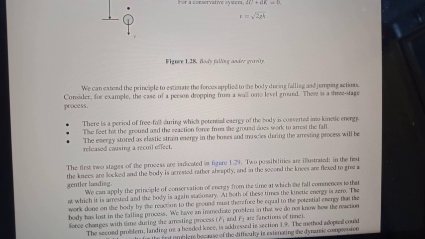We can extend the principle to estimate the force applied to the body during falling and jumping actions. Consider, for example, the case of a person dropping from a wall onto level ground. There is a three-stage process. There is a period of free fall during which potential energy of the body is converted into kinetic energy. The feet hit the ground and the reaction force from the ground does work to arrest the fall. The energy stored as plastic strain energy in the bones and muscles during the arresting process will be released, causing a recoil effect.